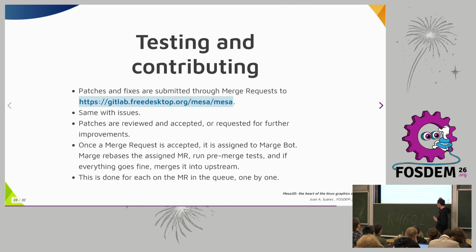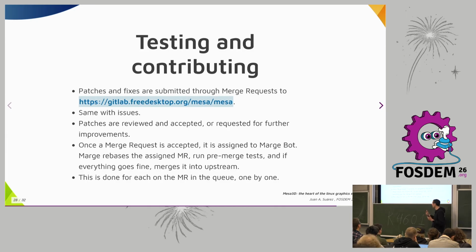And basically what merge bot is like, it has a queue of merge requests to be merged, and what it does is, it takes the first merge request, rebases against master, upstream, the main, to the top, then runs several tests, and if everything goes fine, merges it. If something doesn't go well, it rejects it, okay, something is wrong. Next merge request, and so on and so on.